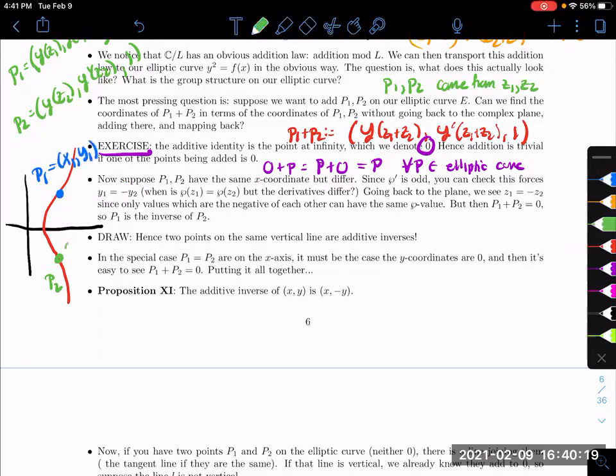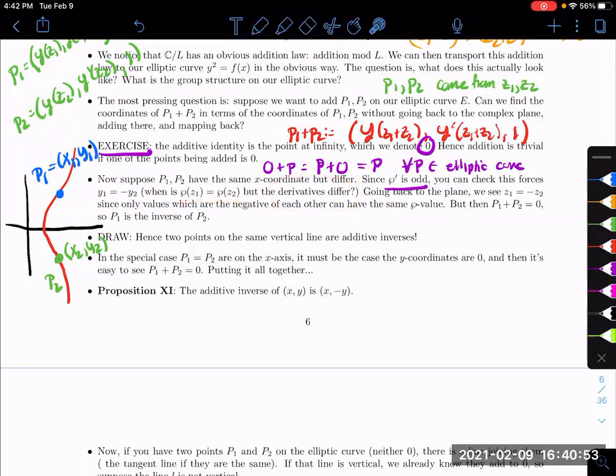I mean, I gave you, pictorially, you might say that's obvious. Well, you can't do proof by picture in math, not usually. So you want to know that whenever you have 2 points on an elliptic curve with the same x-coordinate that are different, y2 must be negative y1. And it turns out that is the case because phi prime is odd. I'll let you check that. Easy check. Okay. In fact, I put a little hint here. What happens if phi of z1 equals phi of z2, but the derivatives differ?